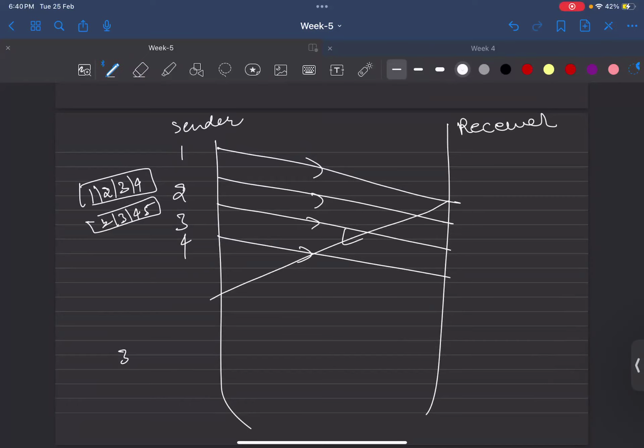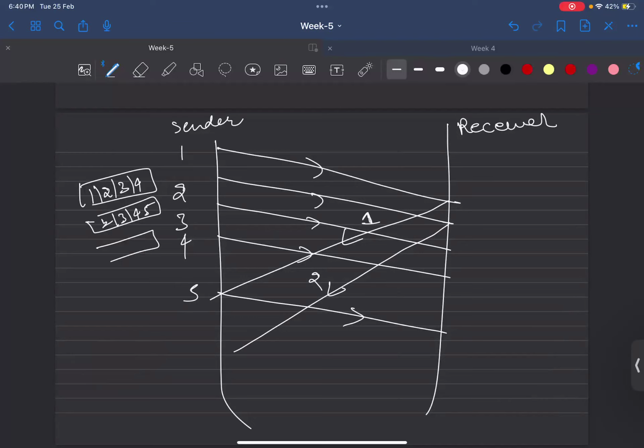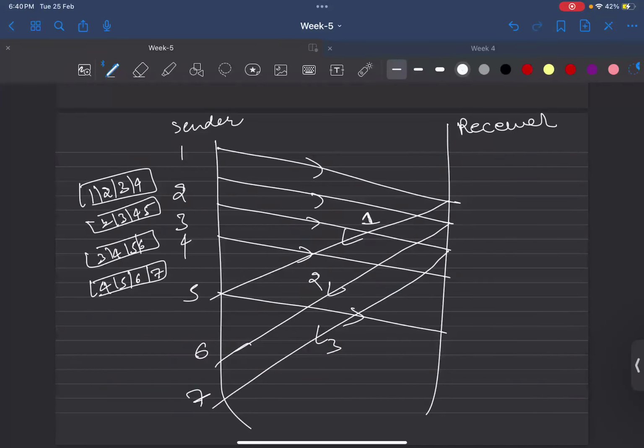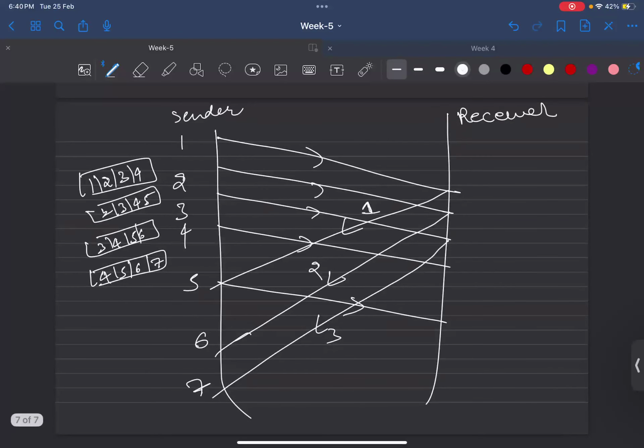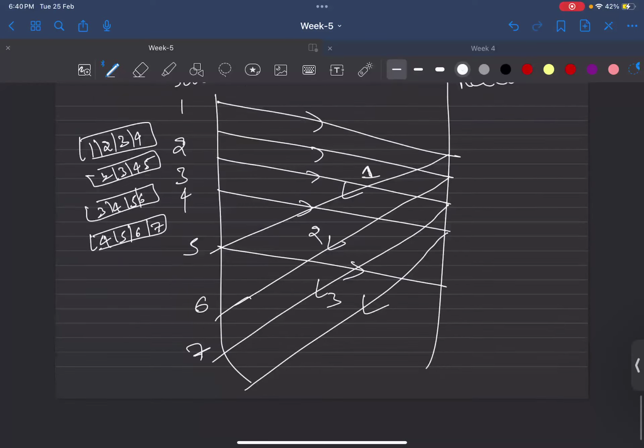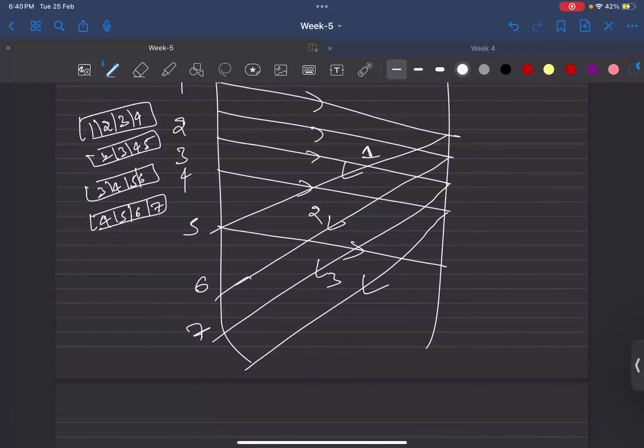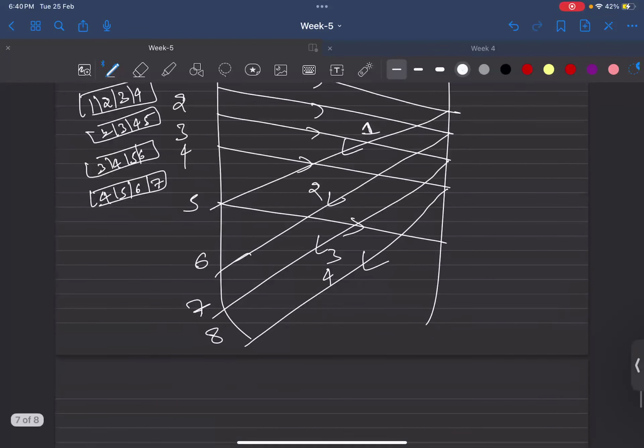I got the acknowledgement for 1. So I transmitted 2, 3, 4, 5. I got the acknowledgement for 2. So I transmitted 3, 4, 5, 6. I got the acknowledgement for 3. So I transmitted 4, 5, 6, 7. I got the acknowledgement for 4. So I transmitted 6, 7, 8, 9.